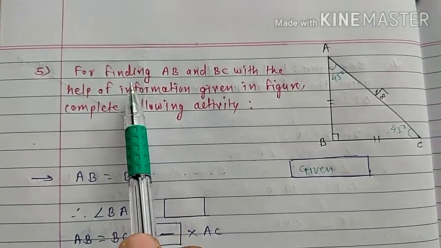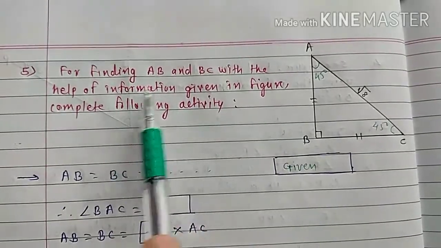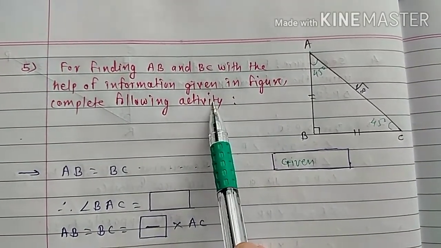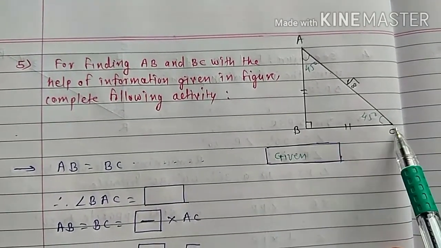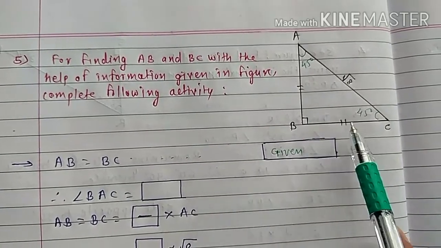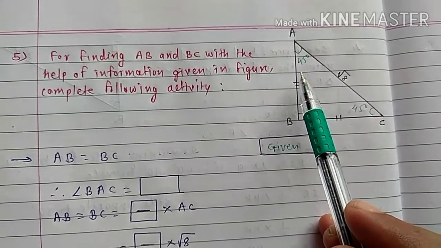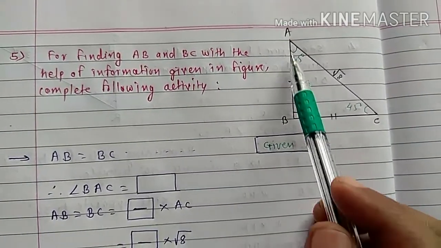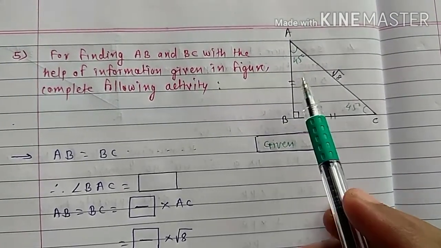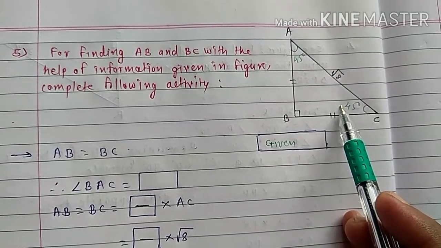Number 5, for finding AB and BC with the help of information given in the figure, complete the following activity. So here in triangle ABC, AB is equal to BC, and AC is equal to root 8. So therefore AB is equal to BC means triangle ABC is an isosceles right angle triangle, and therefore angle A is equal to 45 degree, angle C is equal to 45 degree.